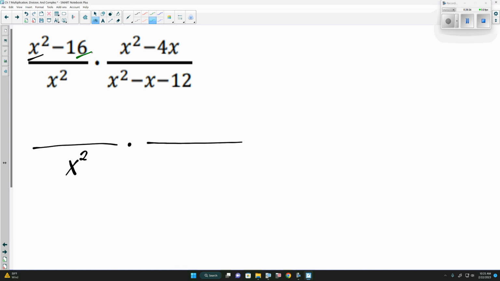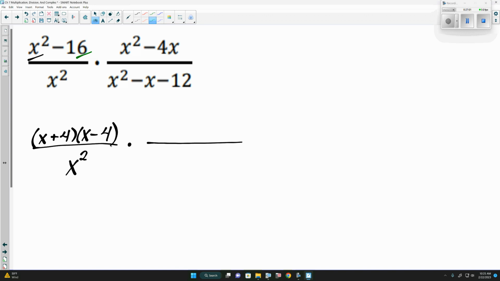4 and 4, which would give us x plus 4 times x minus 4. Because when we see that both terms that are being subtracted are perfect squares, something times itself, we'll have 2 sets of parentheses. One's going to be plus, one's going to be minus. And whatever that number or term times itself, so x and x, would go in both. 16 is 4 and 4. You put 4 in both.